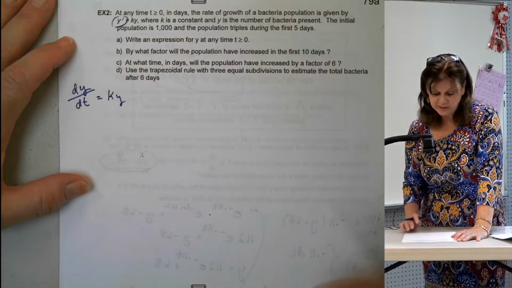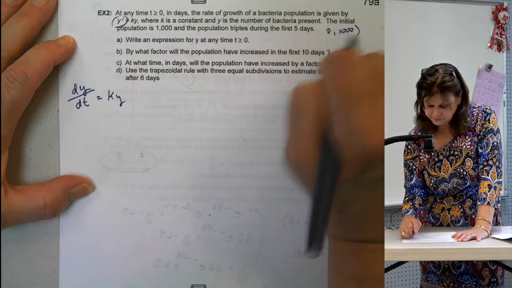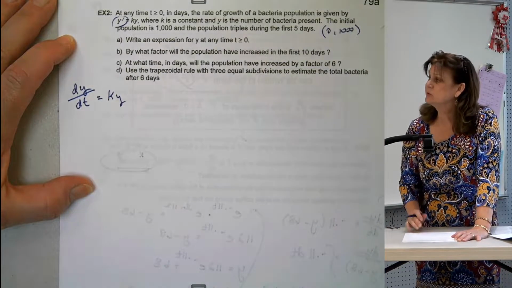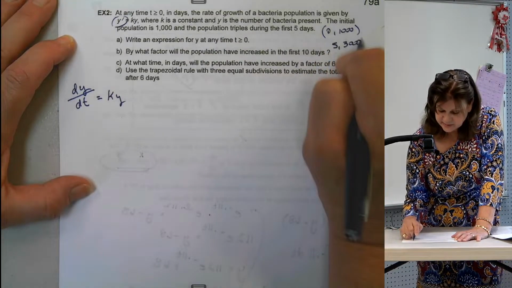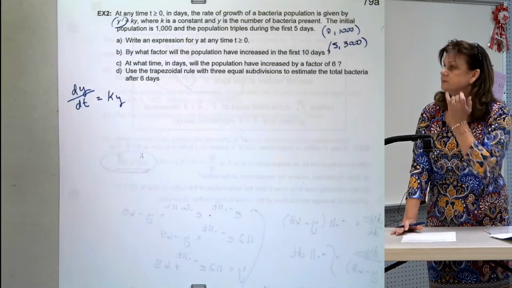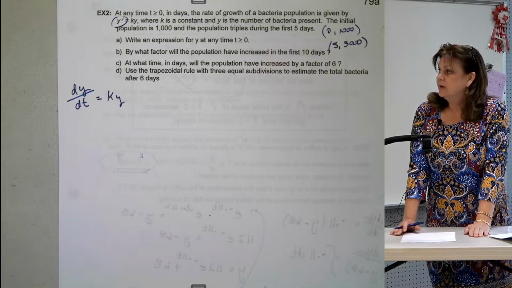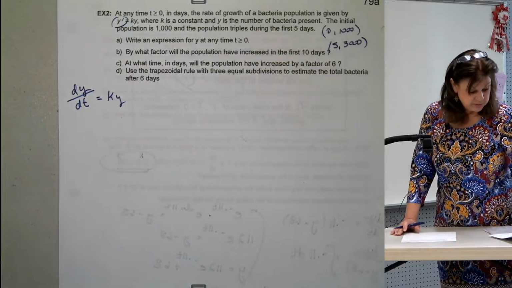The initial population is 1,000, so at time 0 we have 1,000, and you just want to set that aside for future. And the population triples in the first 5 days, so at time 5 I've got a population of 3,000. So write an expression for y at any time t greater than or equal to 0.